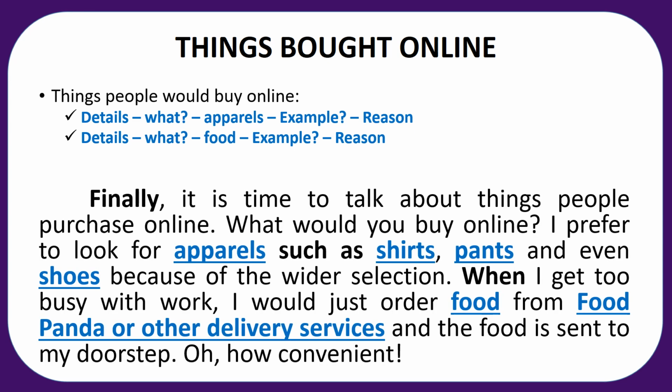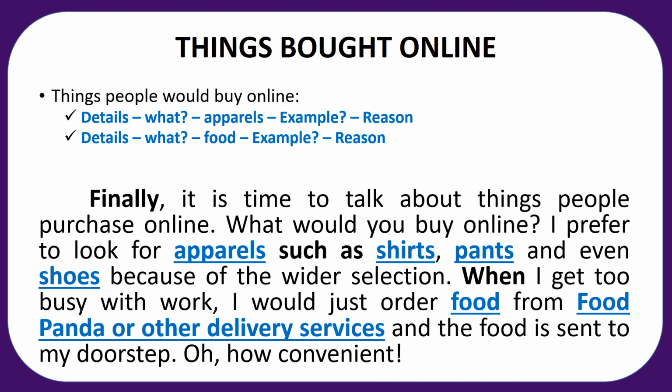Finally, it is time to talk about things people purchase online. What would you buy online? I prefer to look for apparels such as shirts, pants, and even shoes because of the wider selection. When I get too busy with work, I would just order food from Foodpanda or other delivery services and the food is sent to my doorstep.